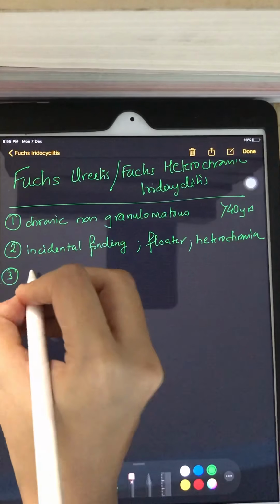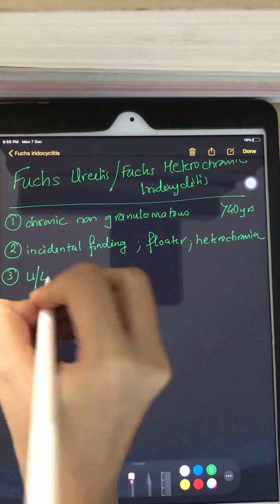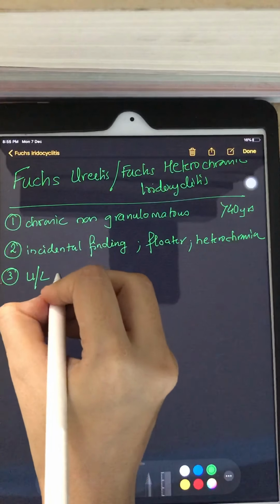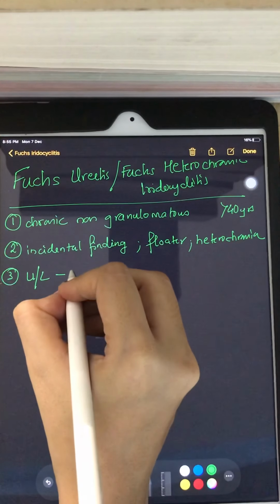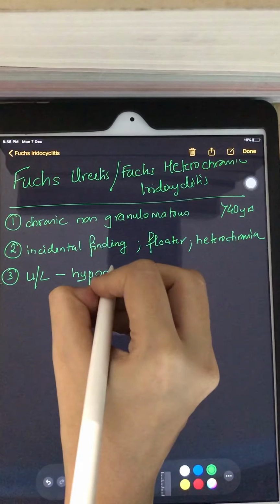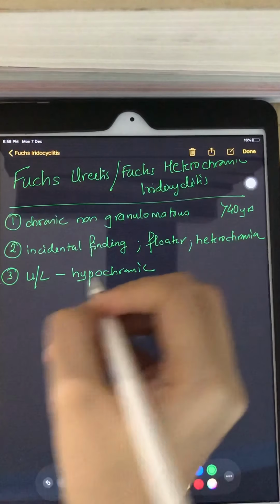So what will we find? This is unilateral in most cases. Now, as the name suggests heterochromia, it can be either hyperchromic or hypochromic. In this case, the affected eye is most often hypochromic.